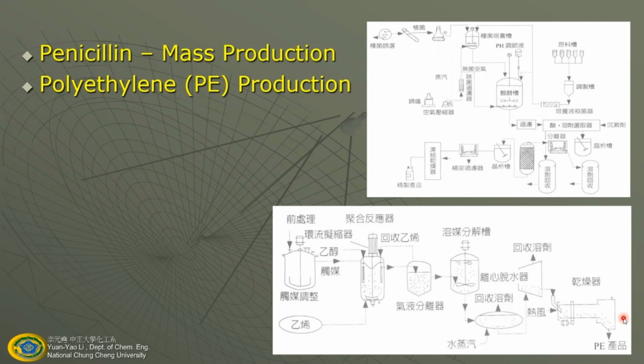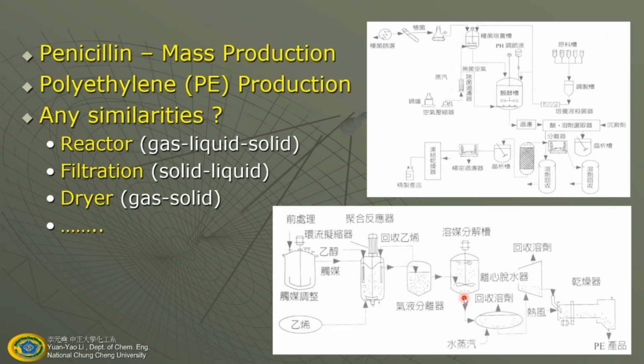So when we talk about the penicillin mass production process or the polyethylene production process, do you find any similarities? Yes, they are all chemical processes or physical processes. For example, you might have a separation process in penicillin production, and you might have a separation process in polyethylene production. They do have reactors, they do have filters, they do have dryers. So this is a kind of chemical reaction process.